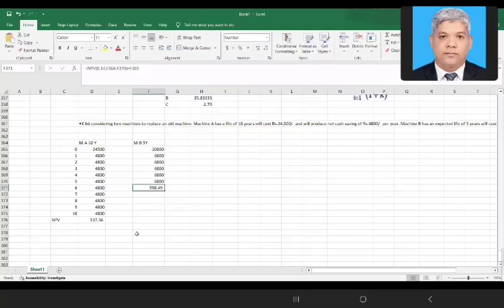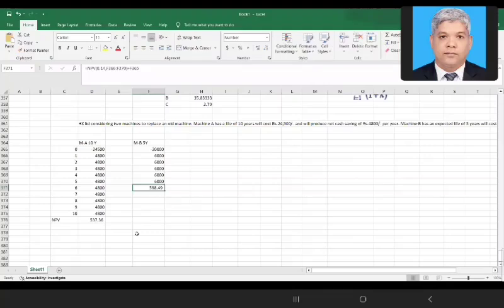That is one conclusion. The second one, when we compare, machine B seems to be better because its NPV is more than machine A. And third, machine B is giving more NPV within the shorter period, 5 years, than machine A. Machine A takes 10 years, but B takes 5 years to have a similar NPV. So it seems to be better.